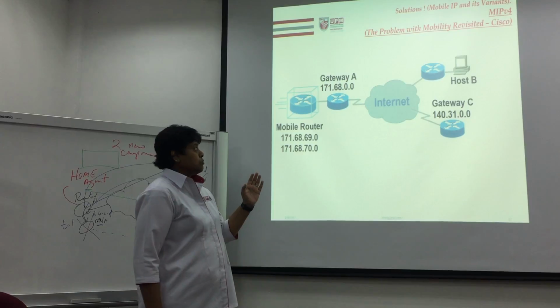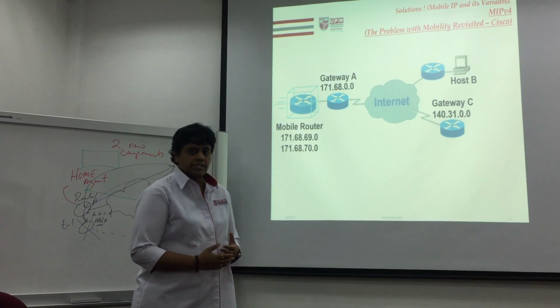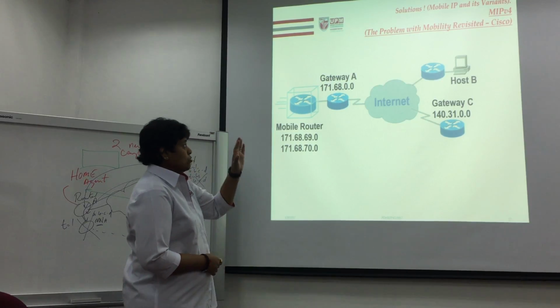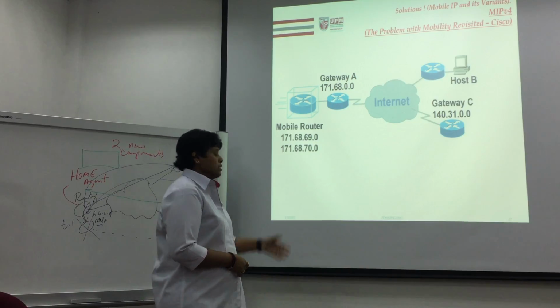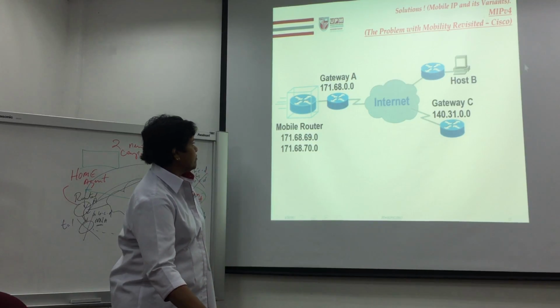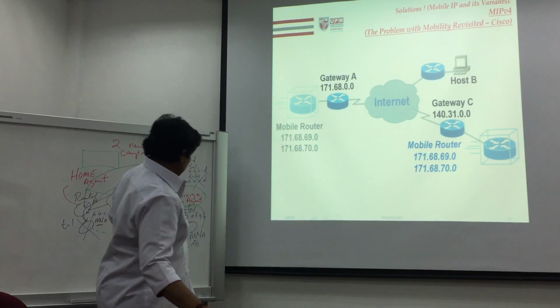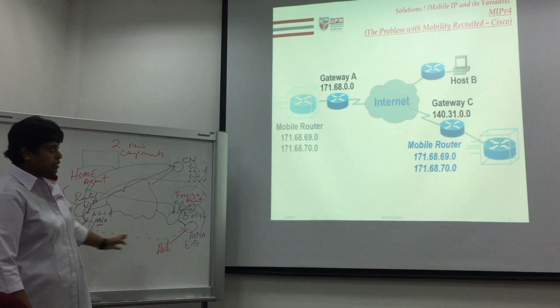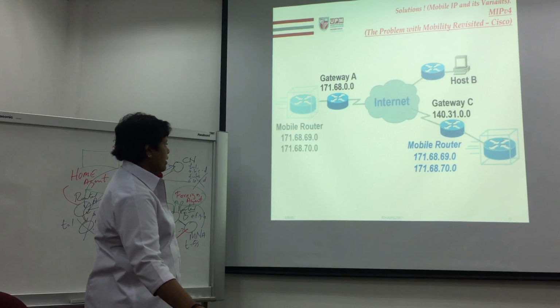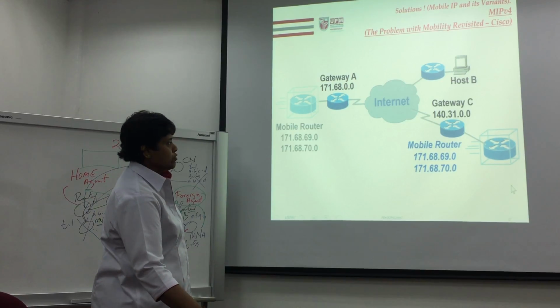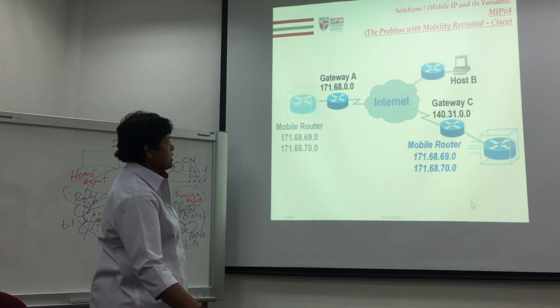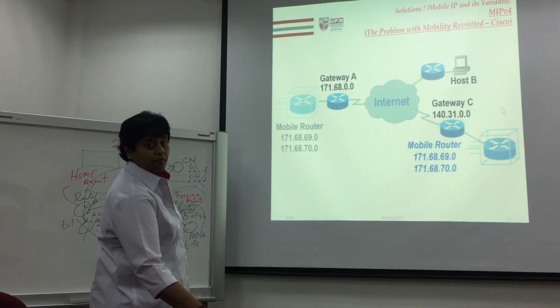So you can look at host B. I'm just going to reiterate what I've mentioned to you about mobile IP. Host B is communicating with the mobile router with the respective IP address, and the mobile router moves exactly as I've explained. So mobile router A moves, and this is the original IP address, and it has moved to gateway C.